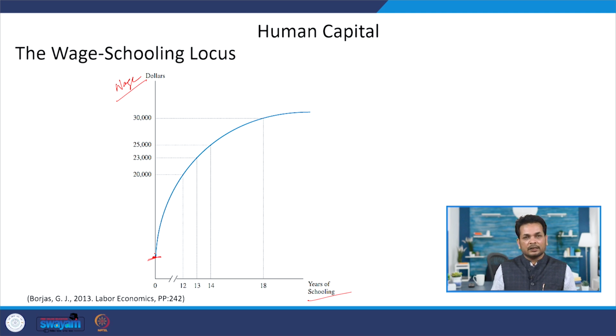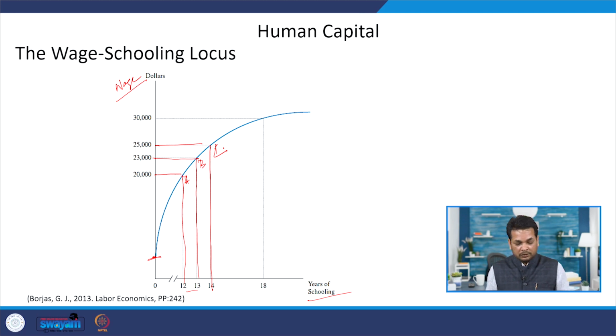Now, if somebody gets a diploma degree, 12 years of schooling, he is going to get a market wage rate of $20,000, and this point is A. Now, if he increases one more year from 12 to 13, one additional year of schooling, then the wage rate is going to increase from 20,000 to 23,000, which is at point B. When he increases another year of schooling from 13 to 14, then the wage rate in the market is 25,000, which is point C. If an individual has 18 years of schooling, then he is going to have a wage rate of 30,000 per annum in the labor market at point D. Now, if we join all these points, we will get a curve like this.